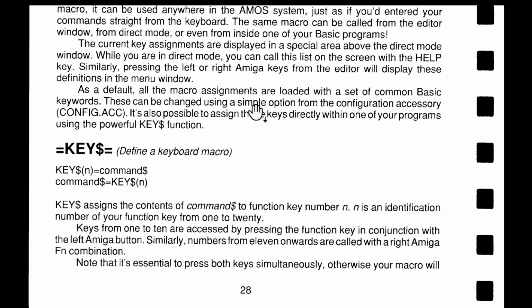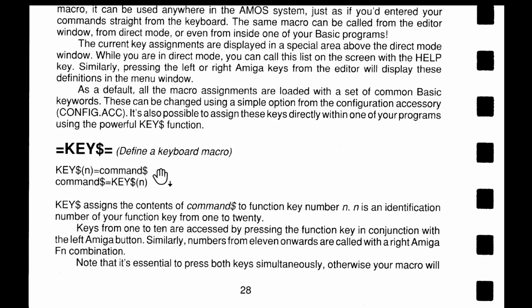While you are in direct mode, you can call this list on the screen with the help key. Similarly, pressing the left or right Amiga keys from the editor will display these definitions in the menu window. As a default, all the macro assignments are loaded with a set of common basic keywords. These can be changed using a simple option from the configuration accessory, config.acc. It's also possible to assign these keys directly within one of your programs using the powerful Key$ function.